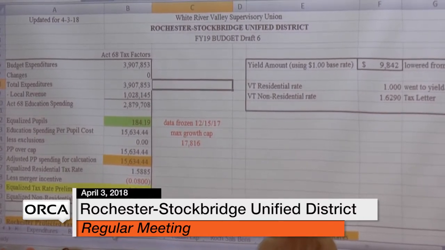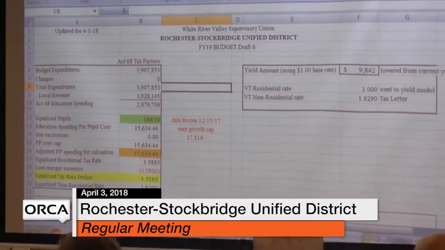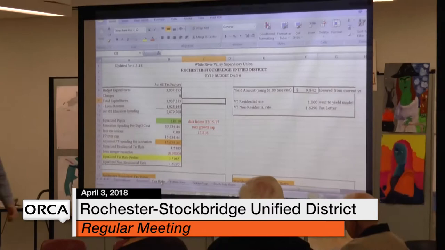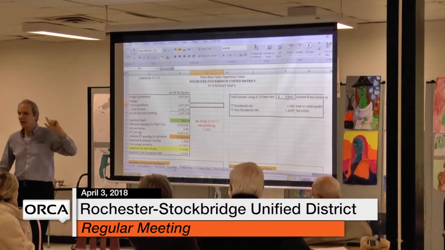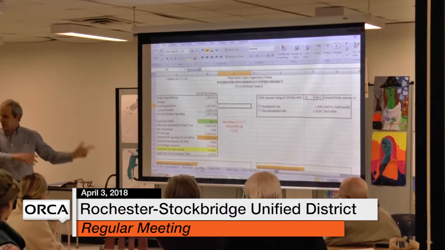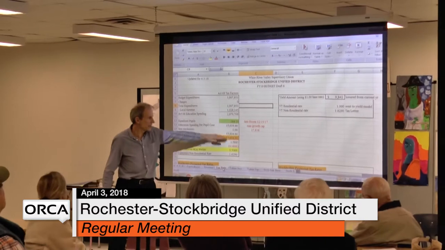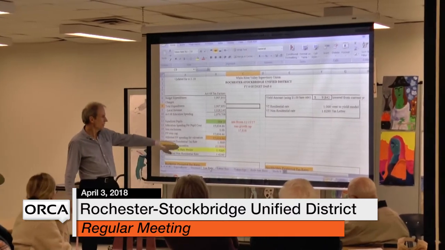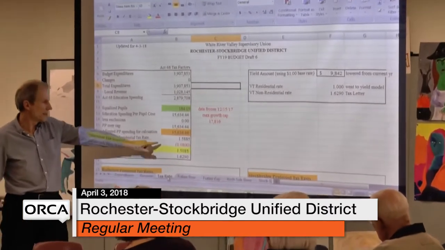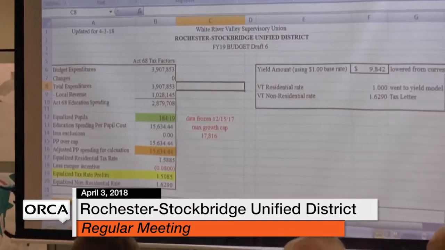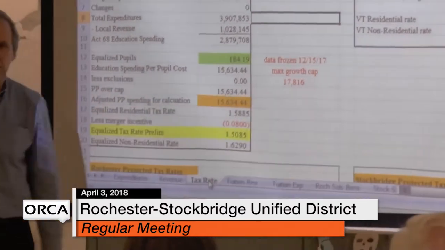So if you look at that, you say, well, I looked somewhere and it said that spending was 17,000 per pupil. Another place I looked, it was 21,000 per pupil. And you tell me it's 15,000 per pupil? In this context, under these rules, this is what the number is. And this is the number which drives the tax rate. And the tax rate that comes out here, the equalized residential tax rate, is $1.5885.